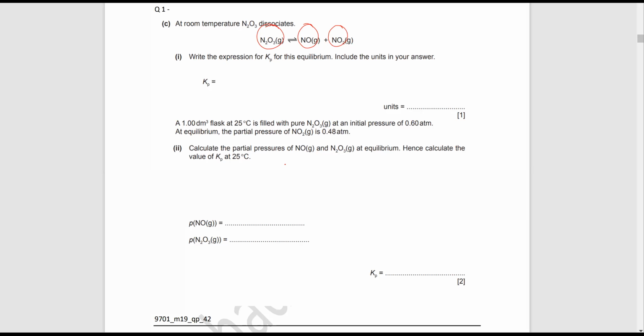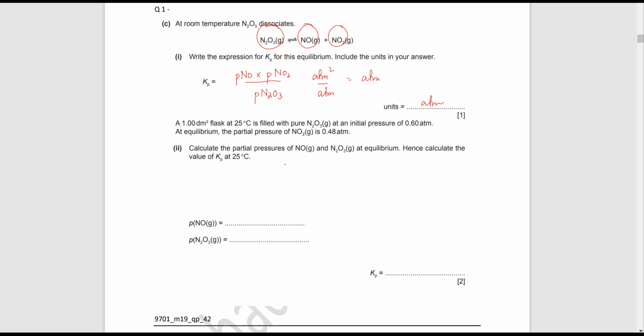So the question would be solved in this way: it's going to be the partial pressure of NO multiplied by the partial pressure of the other product, which is NO2, and you're going to divide the whole thing by the partial pressure of N2O3. You need to find the units. The units for pressure being used over here are atmospheres. So it's going to be atm times atm, so atm squared divided by atm, and that would give you just a single atm. That's going to be your unit. Okay, that's the first part.